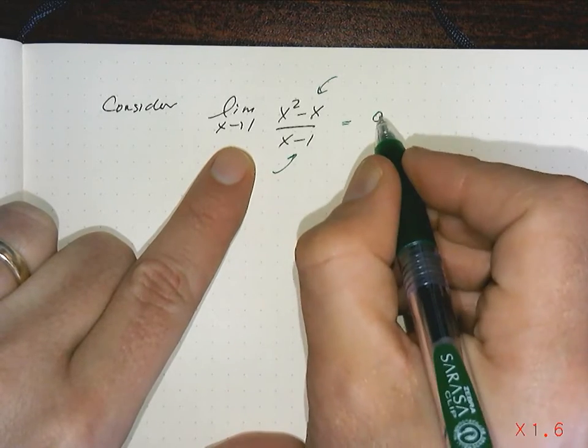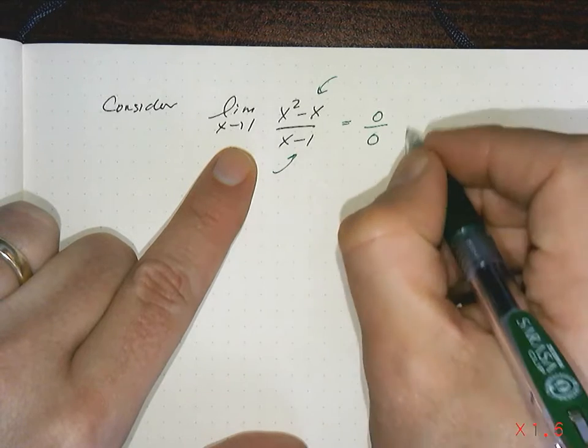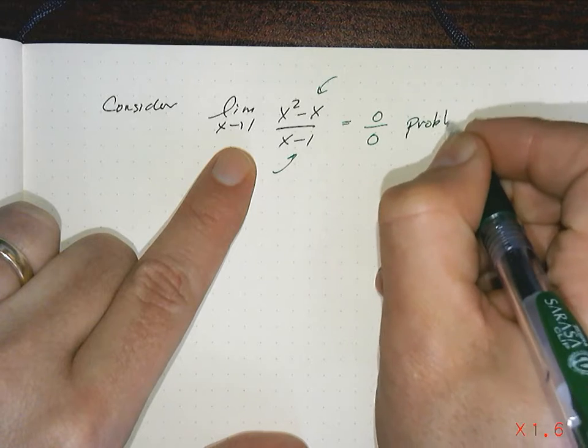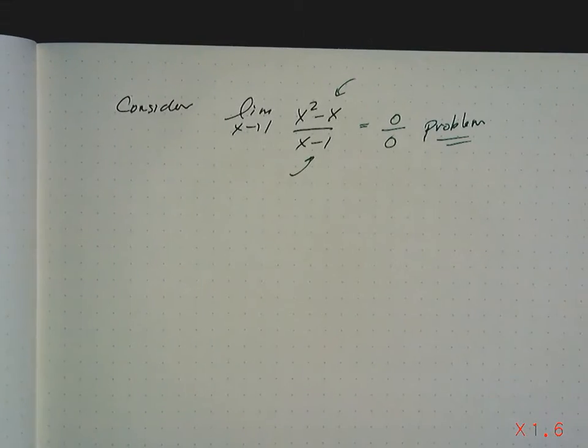That in and of itself isn't a problem, but when it's coupled with a 1 minus 1, a 0 on the bottom, that's a problem. So we have an indeterminate form. That means you've got more work to do. Now remember what my strategy is.